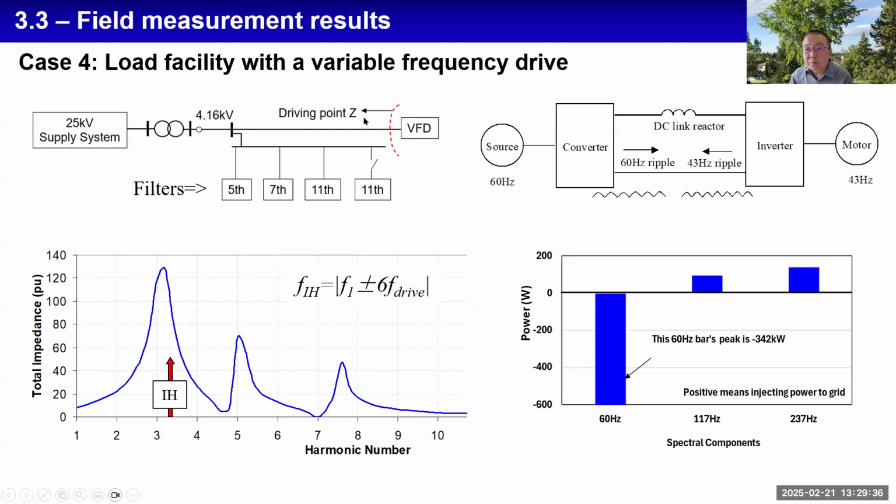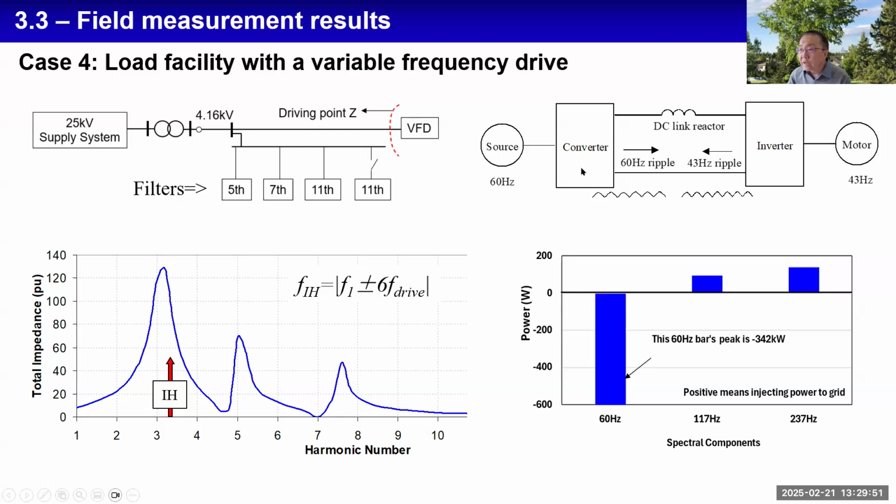If you look into the impedance of the filter combined with the grid, you get this impedance pattern. You can see there is a resonance point here. Now, the VFD can actually produce interharmonics through this mechanism.